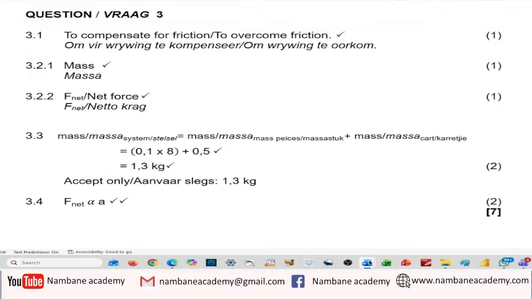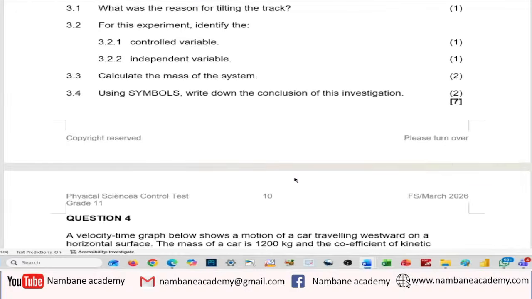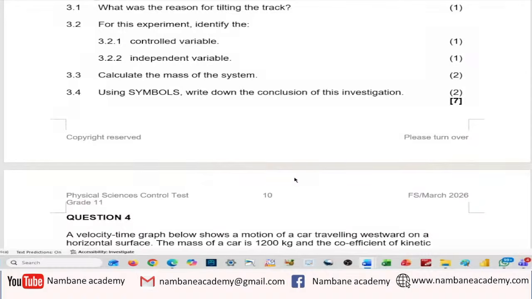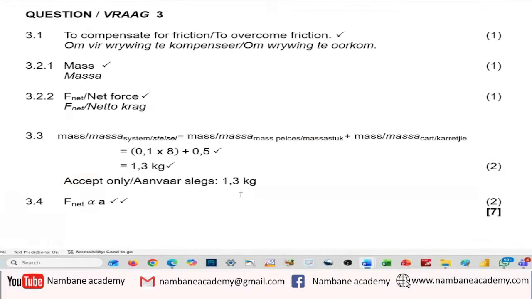And then question number 3.4, calculate the mass of the system for 2 marks. Learners were expected to calculate the mass of the system. The mass of the system will be the mass of the mass pieces plus the mass of the cart. We have 8 mass pieces of 0.1 kilograms plus 0.5 kilograms, and the total there will be 1.3 kilograms. So the mark will be on the substitution and the final answer.